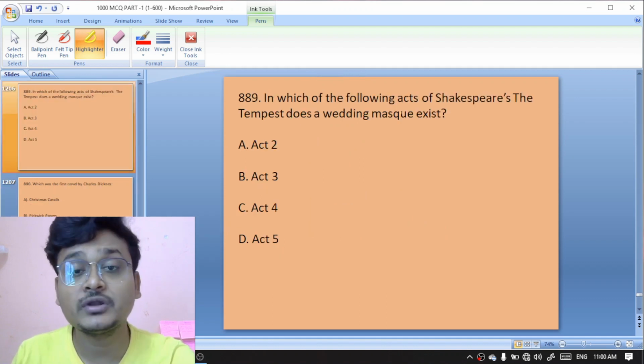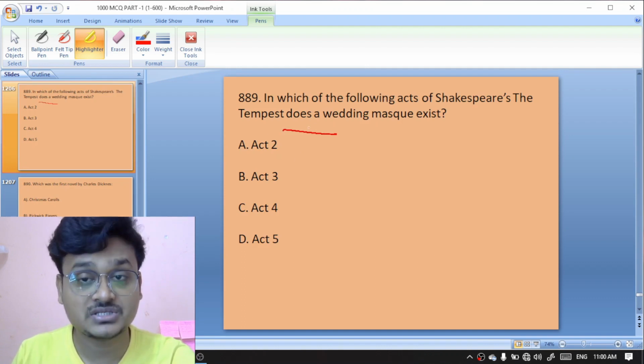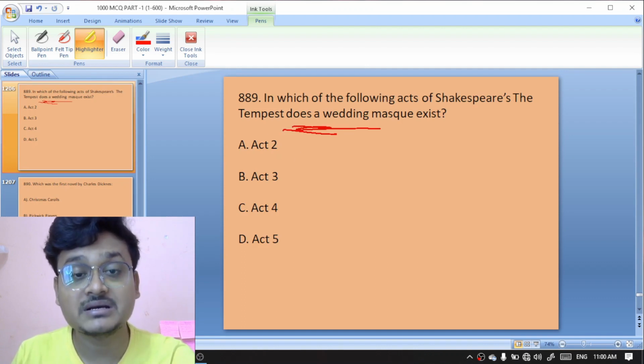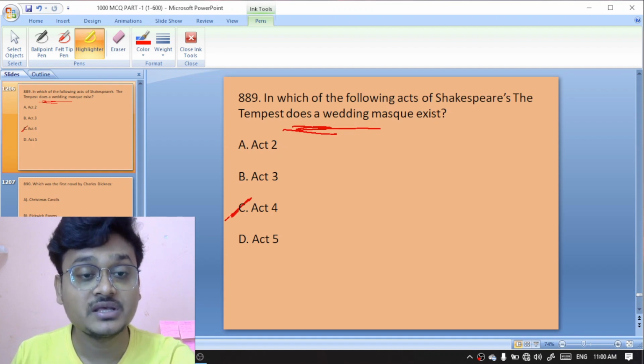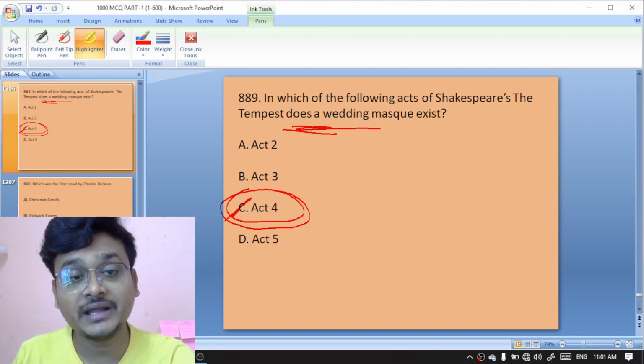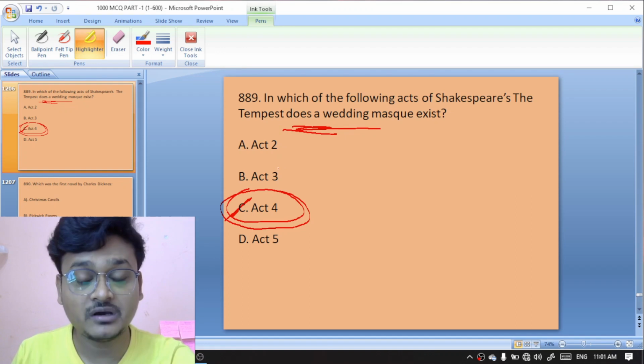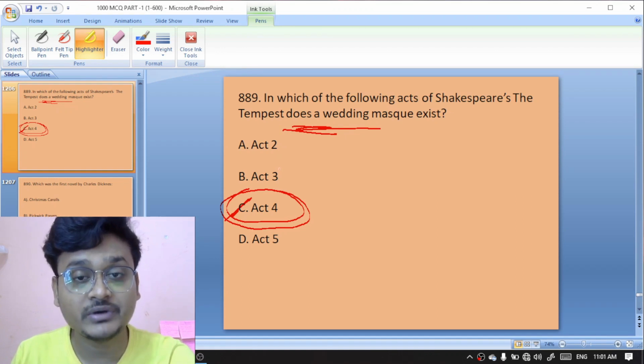In which of the following acts of Shakespeare's The Tempest does a wedding masque exist? Okay, it is in Act 4. In Act 4, we find the wedding masque in The Tempest.